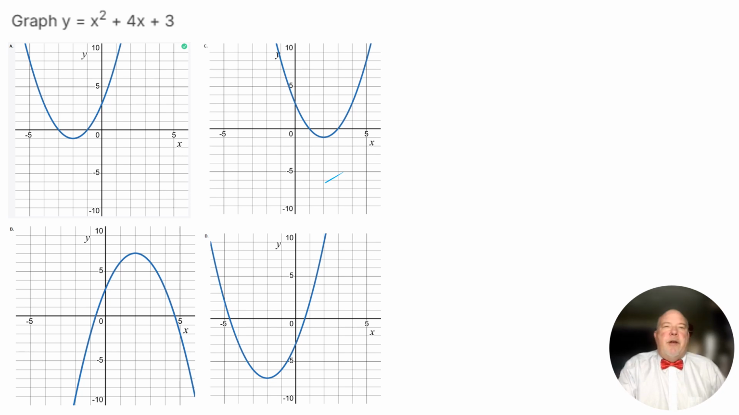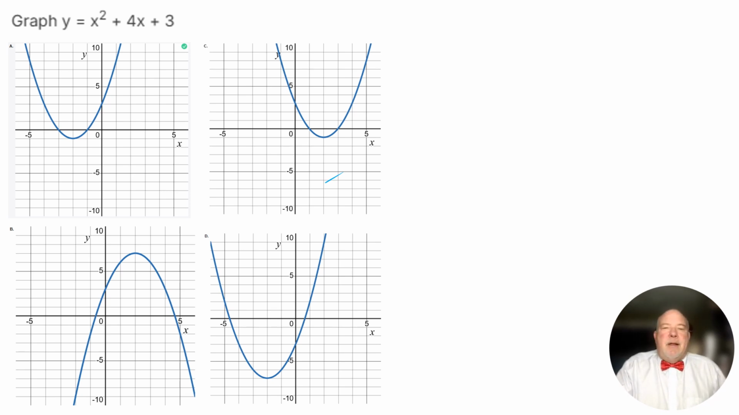All right, so we're given a quadratic function here. I know it's a quadratic because of the x squared, and we're asked to graph this. So the graphs of quadratics look like parabolas, which is what you see here, these shapes that kind of look like U's. Those are parabolas.